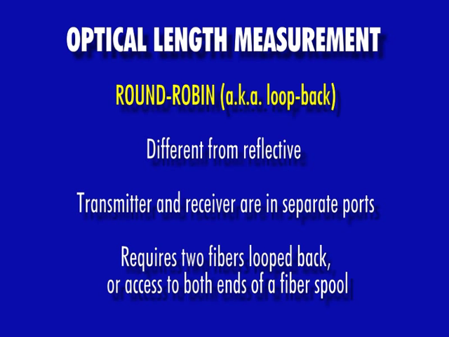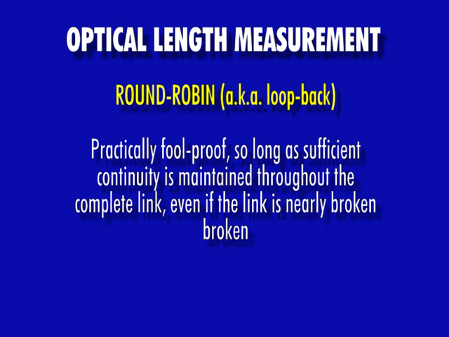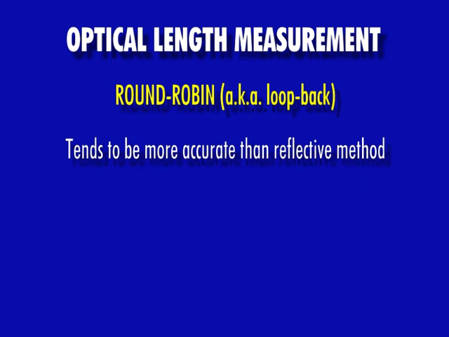Round-robin length measurement, on the other hand, is a bit more cumbersome than the reflective method since it requires a transmitter and receiver in separate ports and using two fibers to make the length measurement. However, round-robin is practically foolproof as long as both of the fibers have sufficient continuity. A fiber could be almost completely broken and still allow light to travel through the break. After all, light can travel through a broken window. In addition, round-robin measurements are very accurate and even more accurate than OTDRs.